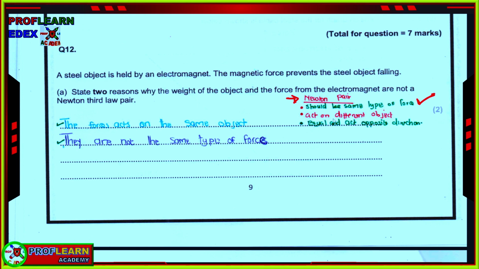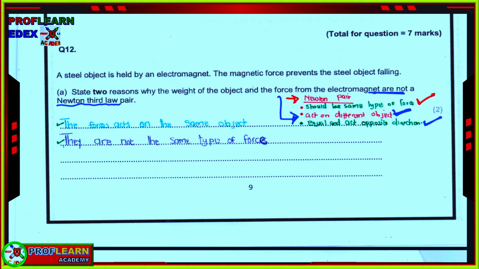Condition number two, the forces must be acting on different objects. The forces must be equal and in opposite direction. The forces do not cancel each other. Then the forces here are not a pair. Why are they not? Because they are not satisfying these conditions that I've written here. Can you write it down?